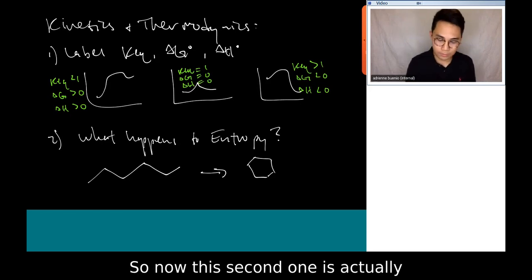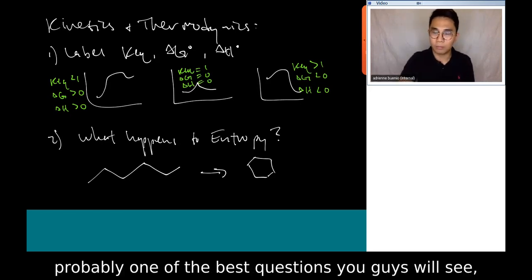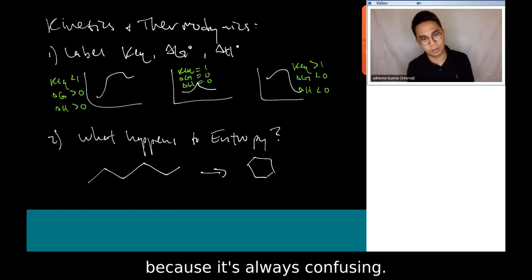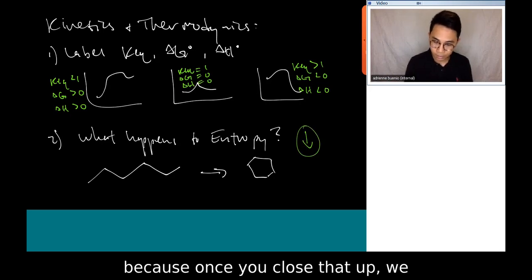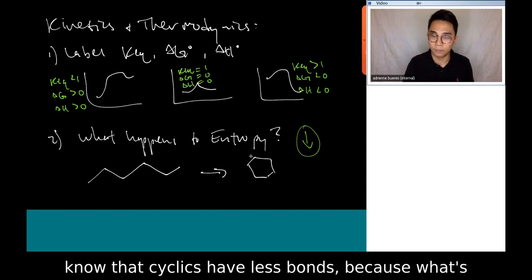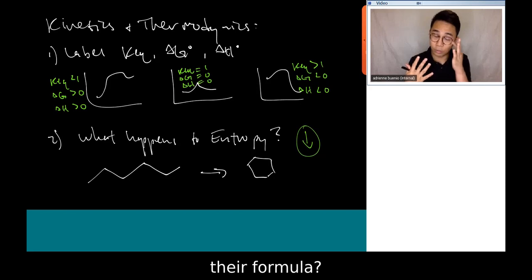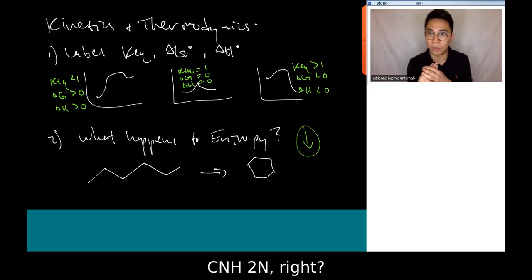So now this second one is actually probably one of the best questions you guys will see because it's always confusing. But this one you guys should have gotten. Entropy decreases because once you close that up, we know that cyclics have less bonds, right? Because what's the formula? CnH2n, right?